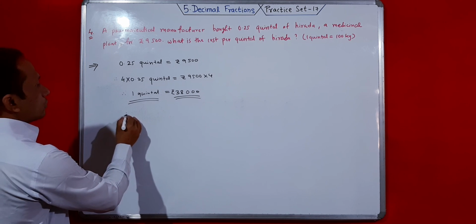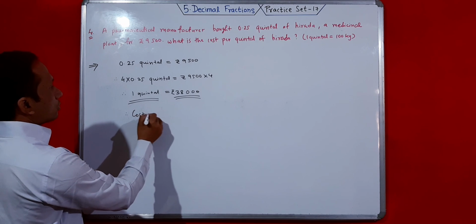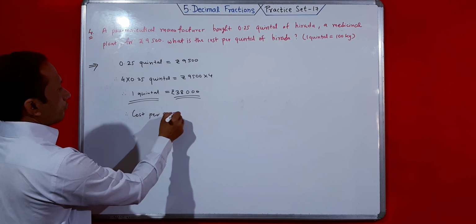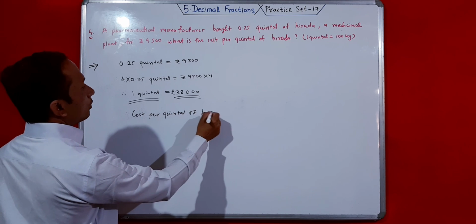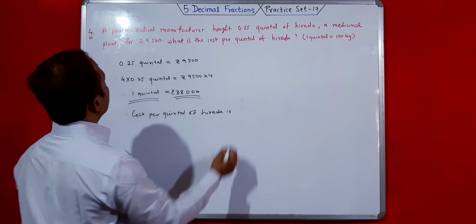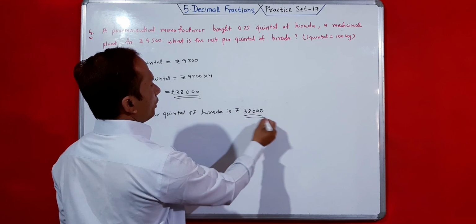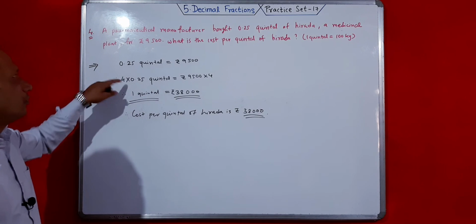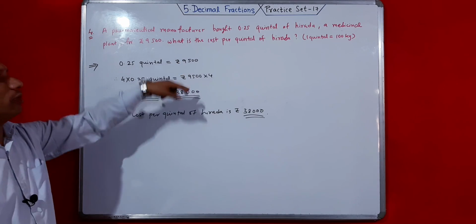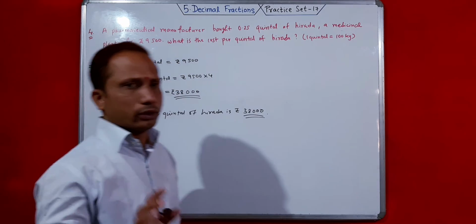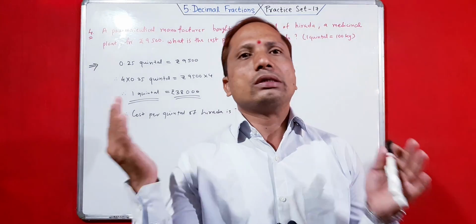So the cost per quintal of Hilda is rupees 38,000. So very simple. 4 into 0.25, you will get 1 quintal. So multiply this figure by 4, you will get the amount for 1 quintal of Hilda. This is the last problem. We have solved it, and here the whole lesson on decimal fractions is completed.